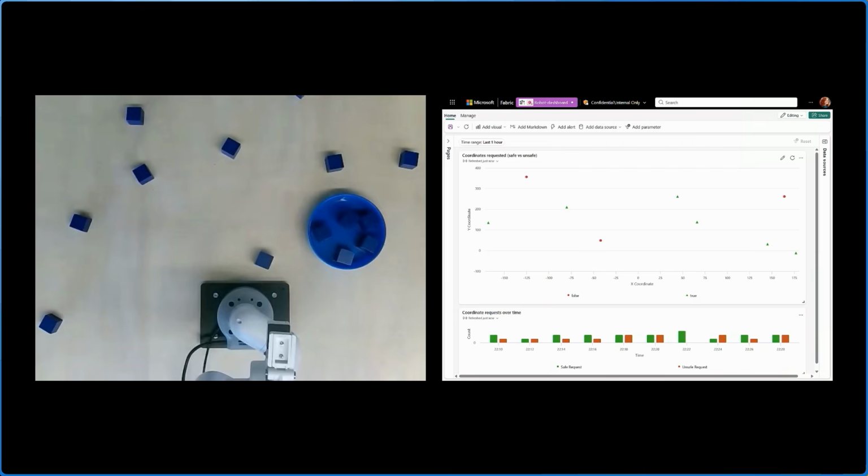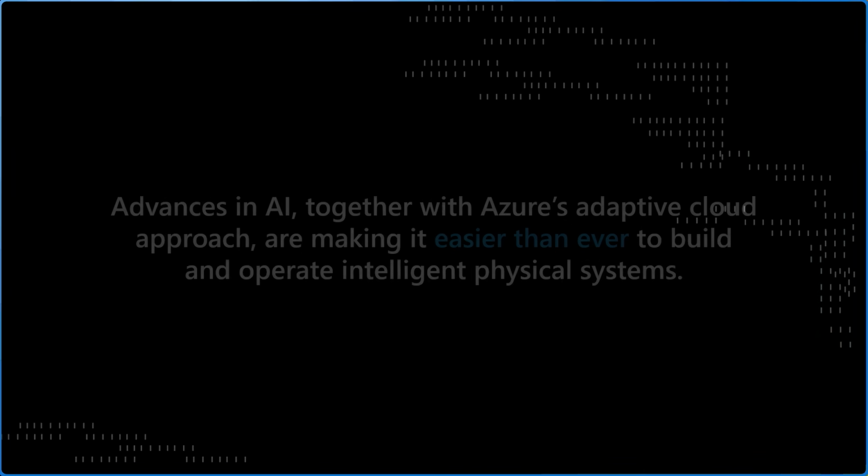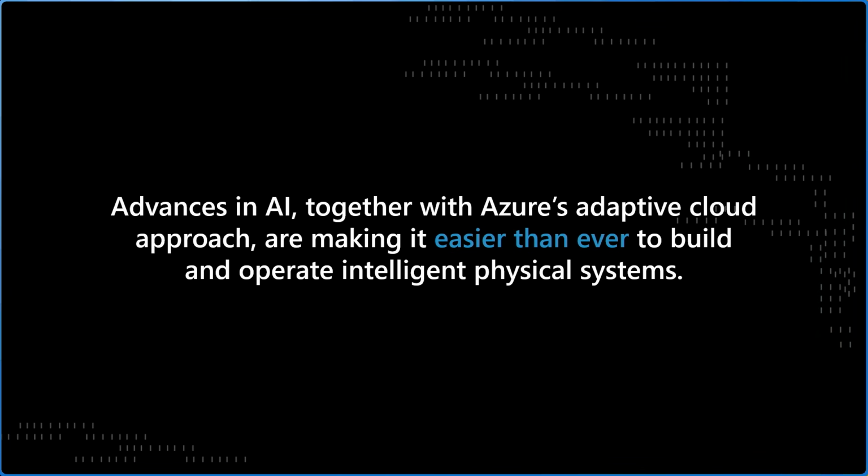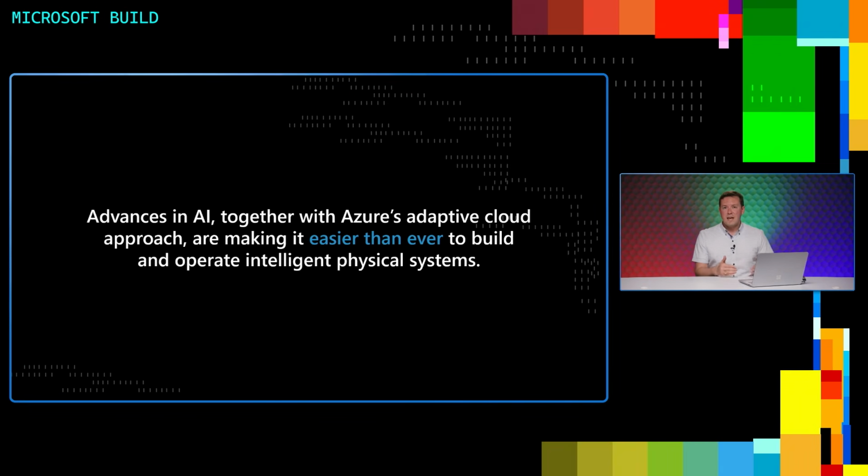OK, so where does that leave us? Advances in AI, together with Azure's Adaptive Cloud approach, are making it easier than ever to build and operate intelligent physical systems. This year, and I think in the years ahead, we are going to have to update our notion of what types of tasks it is possible to extend AI to with an agentic approach to robotics.